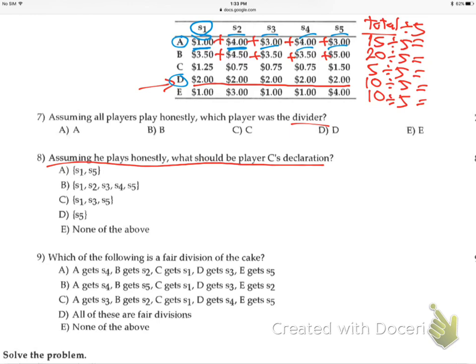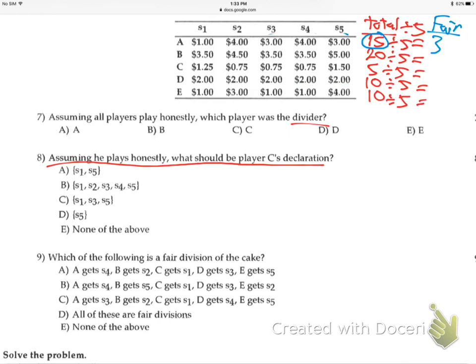So if you take the total of everything player A says all the pieces are worth, player A is basically saying the cake's worth $15. I added up all those pieces, got $15. Divide by 5, I get 3. So that's a fair share to player A. You see how I did that? Because if you add up all player A's numbers, $15 is the total value of the cake, divided by 5 people. Player A is saying anything worth $3 or more is a fair share in his mind. Total value to A, $15 divided by 5 people, $3 for a fair share. And on you go. And so I'm supposed to do it for C.